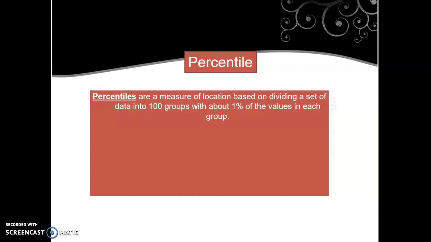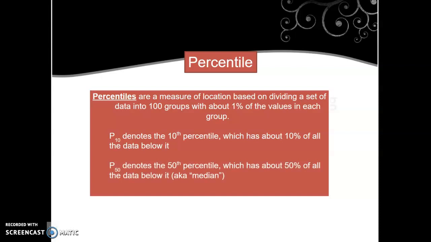Percentiles. Percentiles are a measure of location based on dividing up a set of data into 100 groups, 1% of the values in each group. P10, for example, denotes the 10th percentile, which has about 10% of all the data below it. P50 denotes the 50th percentile, which has about 50% of all the data below it. We've already looked at this. This is called the median.